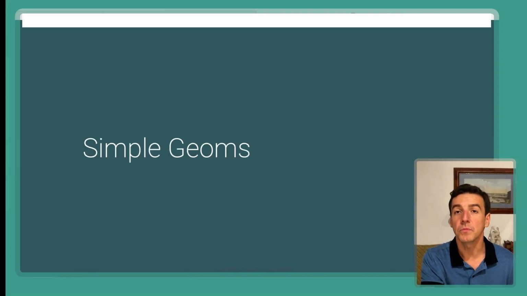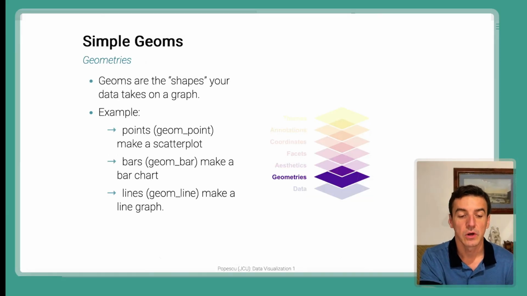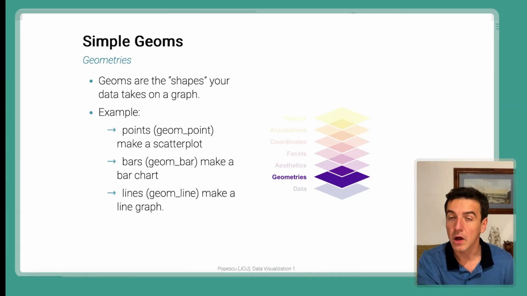Simple geoms. This is really the essence of data visualization. Geoms are essentially the shapes that the data takes in your graph. For example, you can think of points when you're trying to make a scatter plot. You can think of bars when you're trying to create a bar chart, similar to the one we saw earlier that shows life expectancy across countries. Or you can also produce lines that are helpful to produce a line graph.